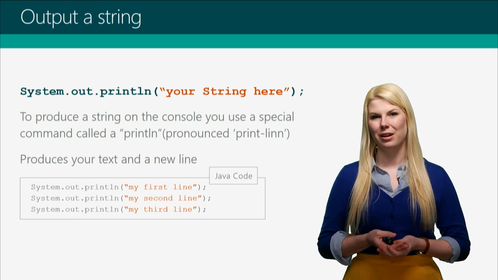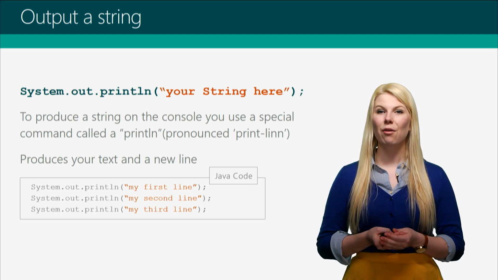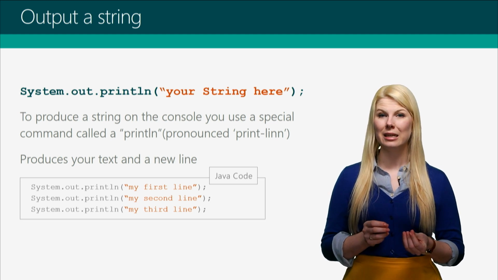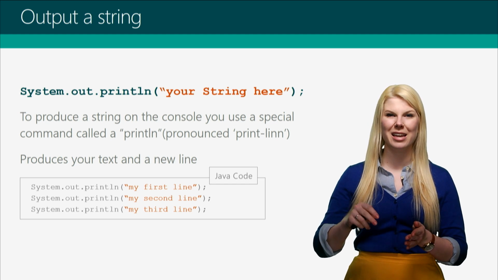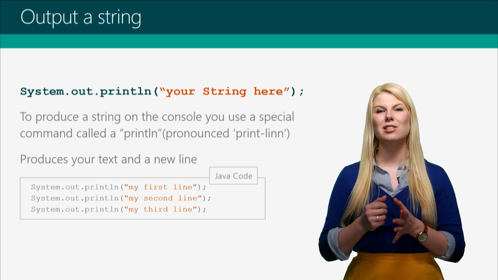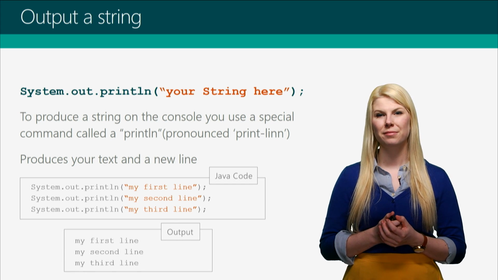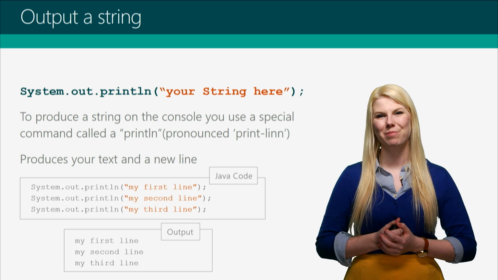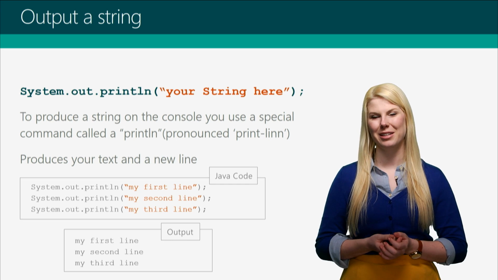Let's look at this code. As you can see, I have 3 separate printlns. Now, the cool thing about the println is that what it does is it produces your string, and then it's like it hits enter at the very end, and it starts a new line. So the results of this code is this output, where you have those 3 strings all on 3 separate lines.